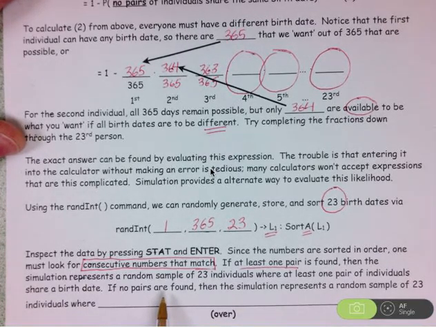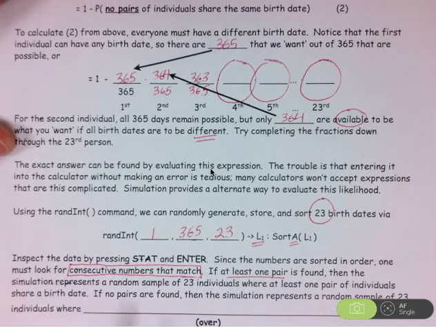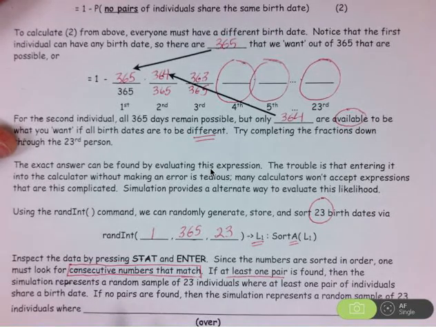So there are some issues with this, though. Understand, if you want to repeat this simulation multiple times, you're going to have to keep executing this command. You're going to have to look through the list manually over and over again to see if you find pairs of numbers, and that becomes a little tedious. So what I'm going to have you do is write a simple computer program that will actually allow you to make that comparison automatically with the push of a button.